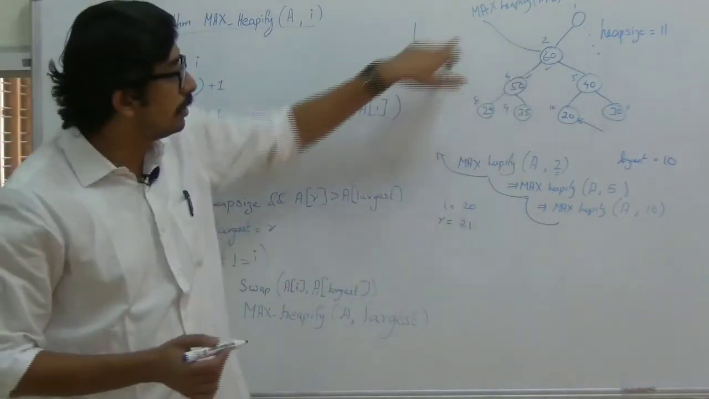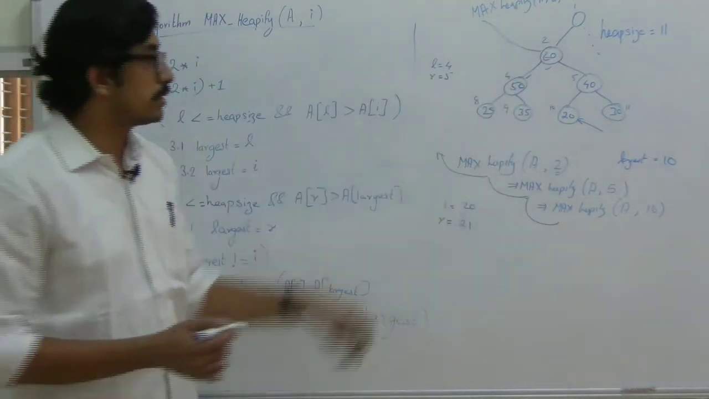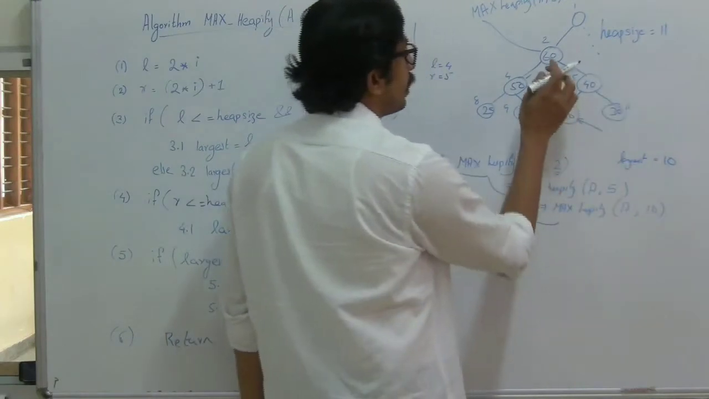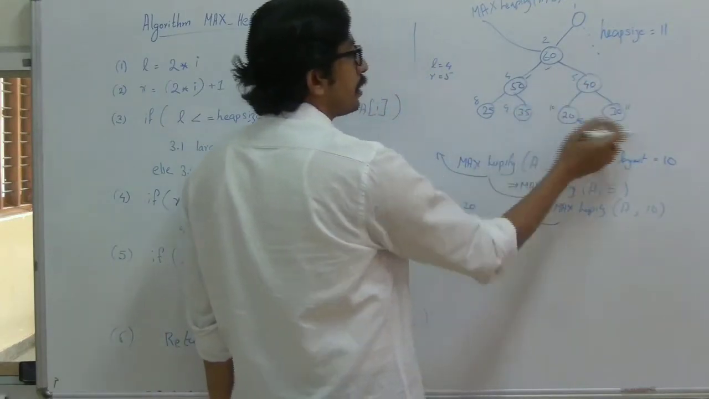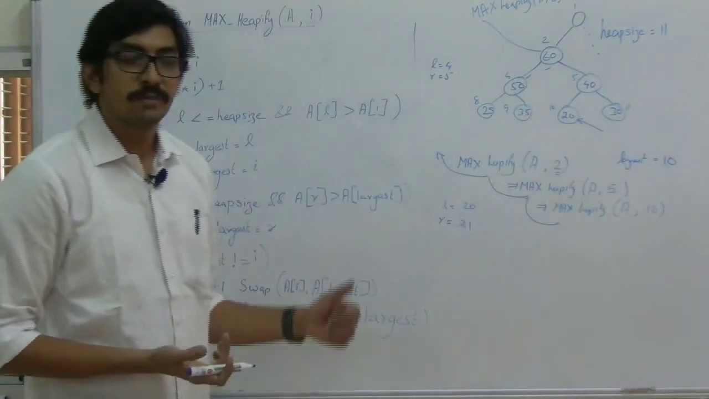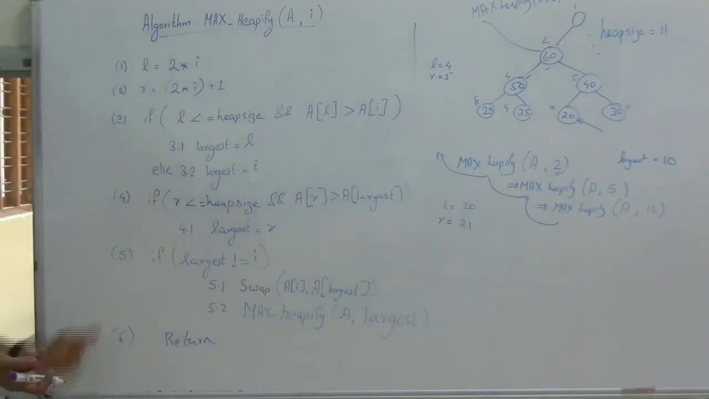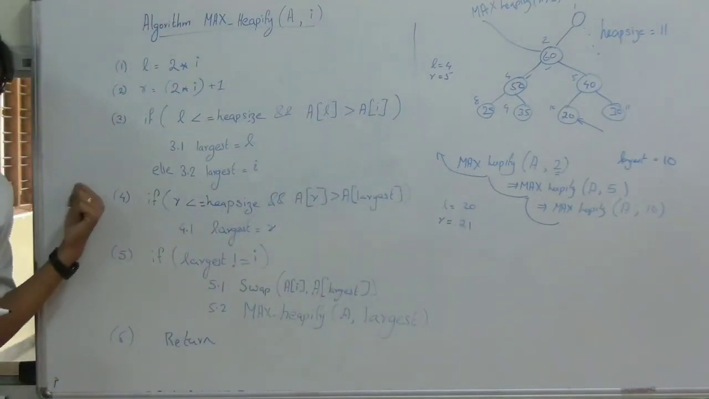So this will be the final reposition, and if you are writing the array, it will be 60, 50, 40, 25, 35, 10 and 30. So that is how a Max Heapify works. I think the algorithm is also clear for you.